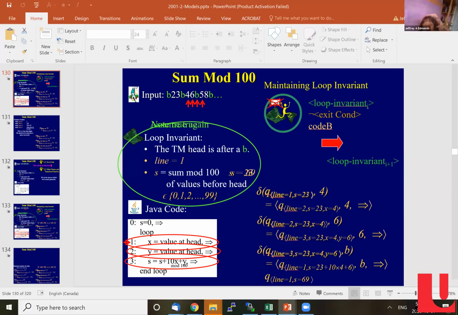The reason mod 100 is good is because then your numbers stay within 0 and 99 and they don't blow up. So we're going to do that again when we get to the DFAs. We're going to do some mods, but I will tell you we're not doing mods tomorrow.